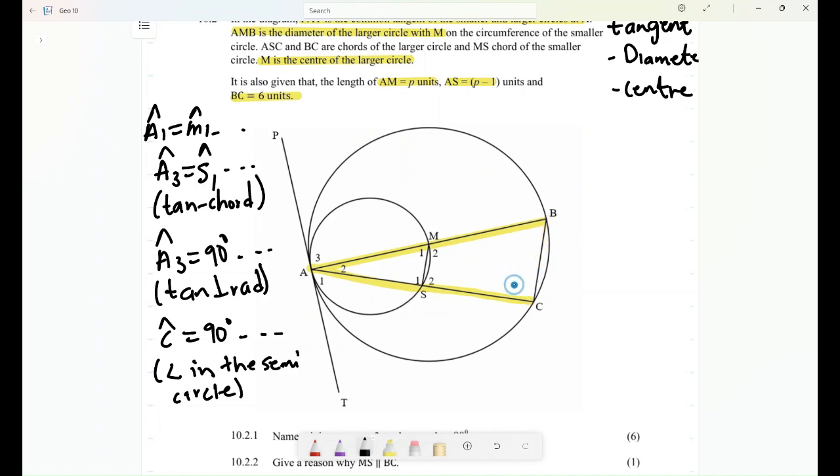Anything about the diameter again? Nothing. I come here, center. What about center? Theorem 1 has a center. It says a line from the center. Let me look at the bigger circle. I was told that BC is a chord, ASC is also a chord. I was told that ASC is a chord here.